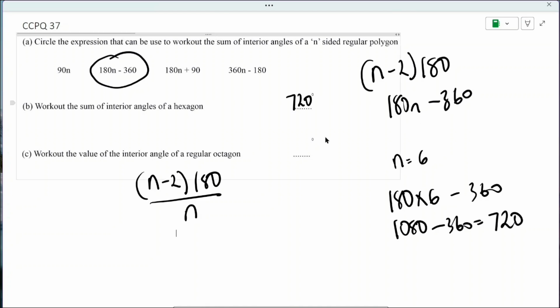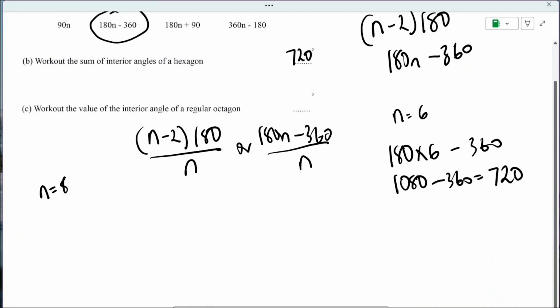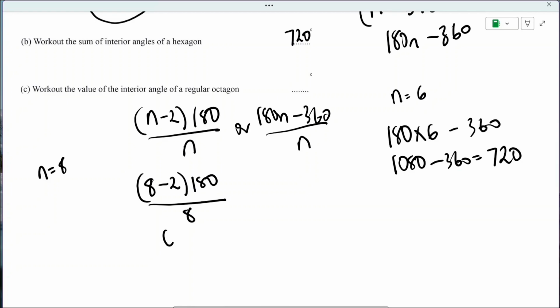You can also use this, you can put it all here, 180n minus 360 over n. Apply any of these two formulas, you get the same answer. An octagon is an 8-sided polygon, so your n is 8. Having n as 8, we plug in 8 to this formula and get our result. That's one of the angles, not the sum of all the angles. So we have 8 minus 2 in brackets times 180 over the value of your n, which is 8. 8 minus 2 is 6 times 180 over 8.